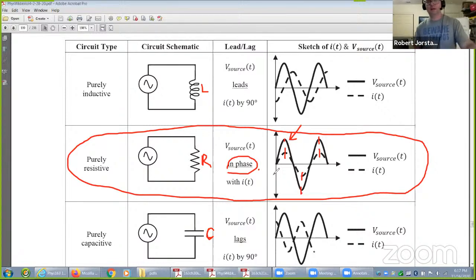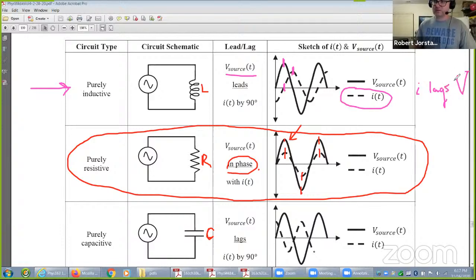Next, let's go up to this inductive one up here. Purely inductive circuit. Now think about this. It's going to oppose changes. So if current is flowing, it's not going to want to shut off right away. Or if current is not flowing, it's not going to want to start up right away. So when you apply max voltage, we don't expect the current to be flowing. It's going to be a little bit behind there. So we say that the source voltage leads the current. You could also say current lags voltage.